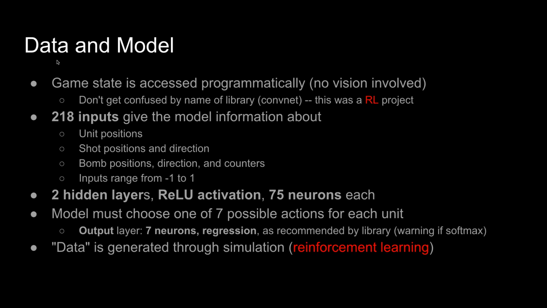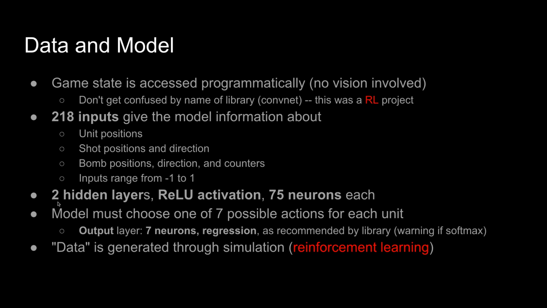The data that the network would take in was 218 numerical inputs, ranging from 0 to 1, which represented the complete game state, or at least a representation of the game state. And this was accessed programmatically with no computer vision.